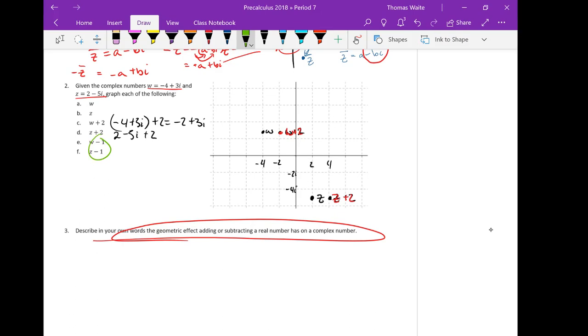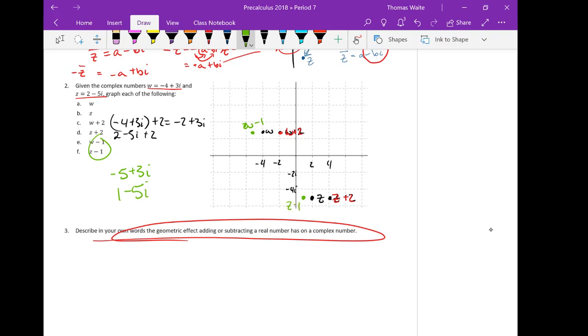Let's check. If I do w minus 1, that's just going to be negative 5 plus 3i. And z minus 1 is going to be 1 minus 5i. Yep, negative 5, that would be w minus 1, and then z minus 1 will be there.